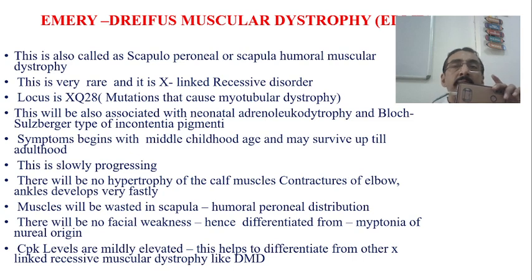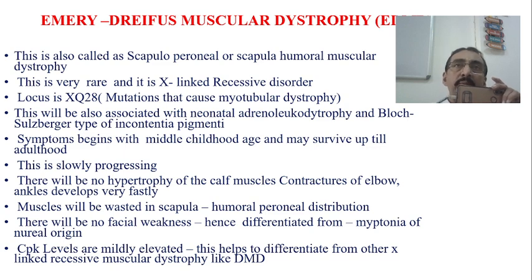Thank you very much. So we have been discussing the differential diagnosis of muscular dystrophy, especially DMD and BMD. In that context, we have seen two important disorders: one is myotonic dystrophy, another one is limb girdle muscular dystrophy. And we have also looked into their clinical presentation and method of differentiation.